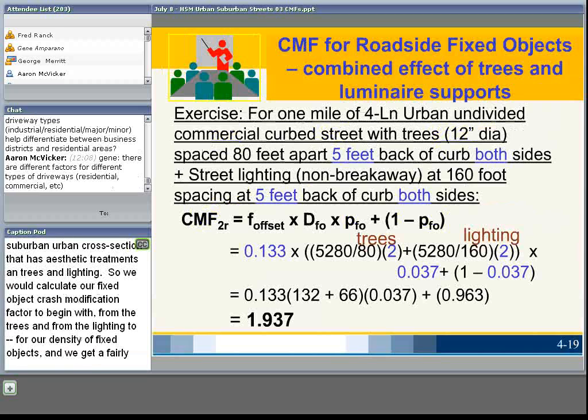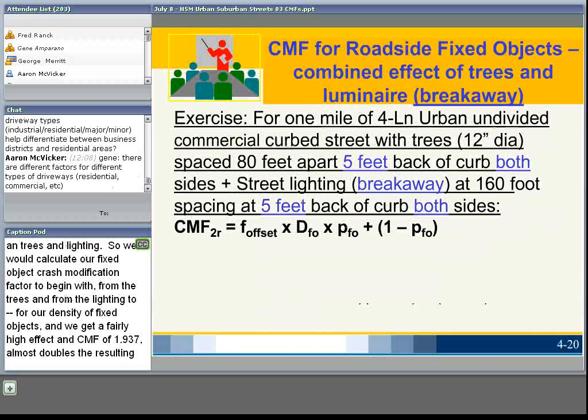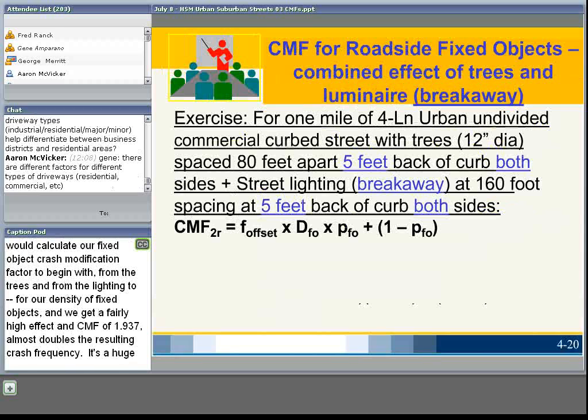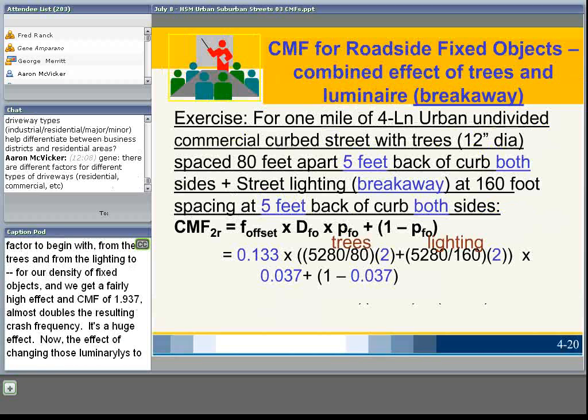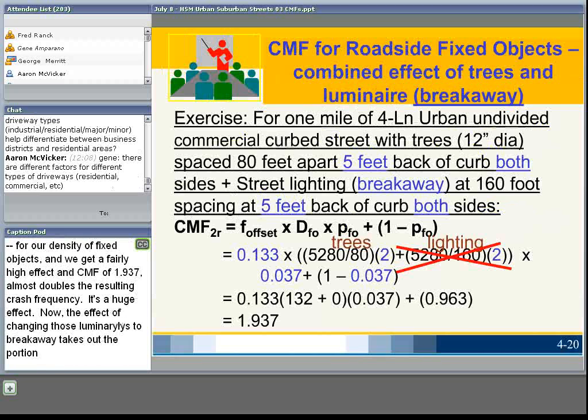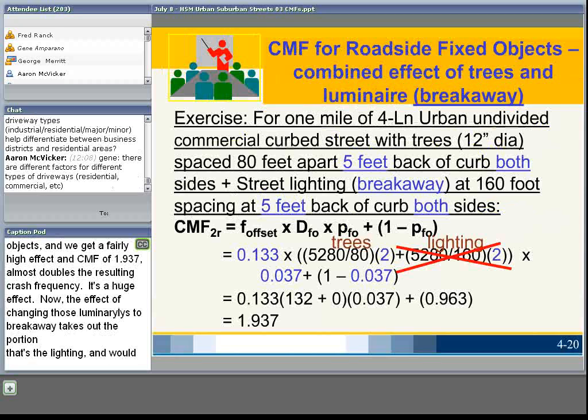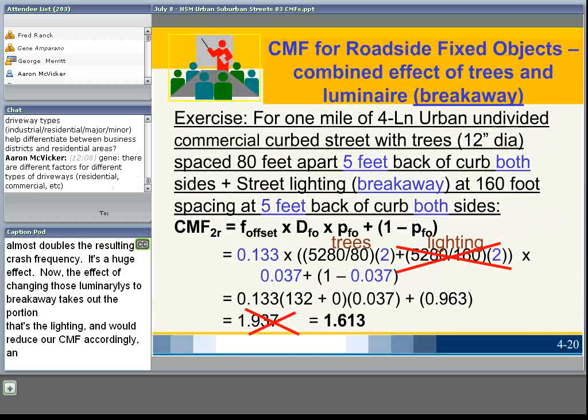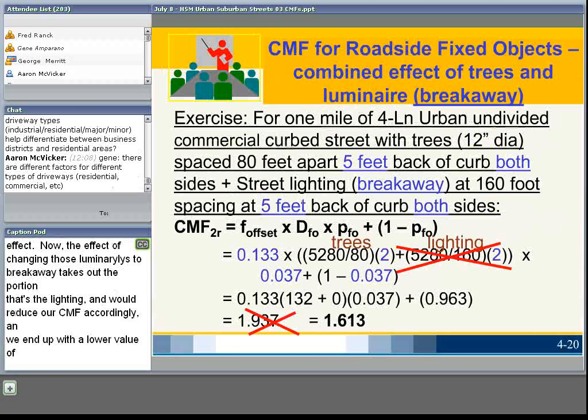So as a further example and a short exercise, let's look at a 1 mile segment of 4-lane urban. So it's a 4U model, undivided. If it was divided, it'd be the 4D model, with trees. It's commercial curb street trees, 12-inch in diameter, 80 feet apart, 5 foot back of curb, both sides. Street lighting, 160-foot spacing, 5 foot back of curb. And this would be a fairly typical suburban, urban cross-section that has aesthetic treatments of trees and lighting.